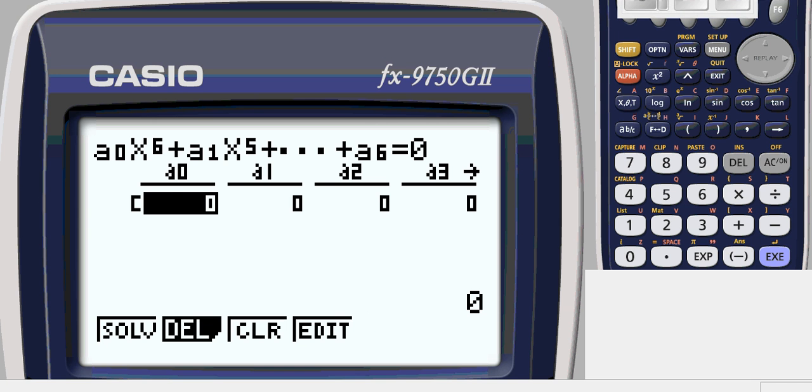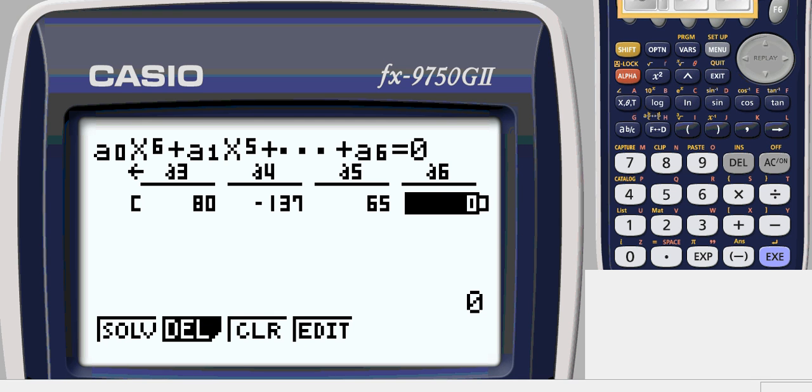And then you need to type in all of your coefficients. The first one is the coefficient in front of x to the sixth, and it just counts down. So type in all of those coefficients: 1, -1, -8, 80, -137, 65, and 0, because there's no constant term.